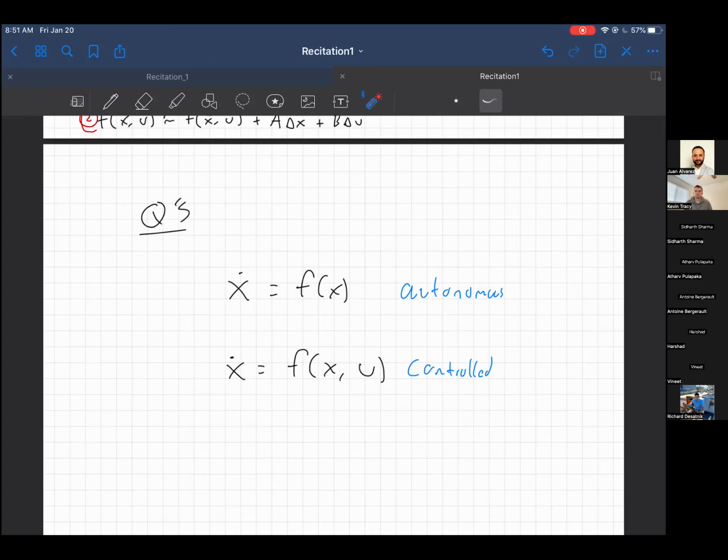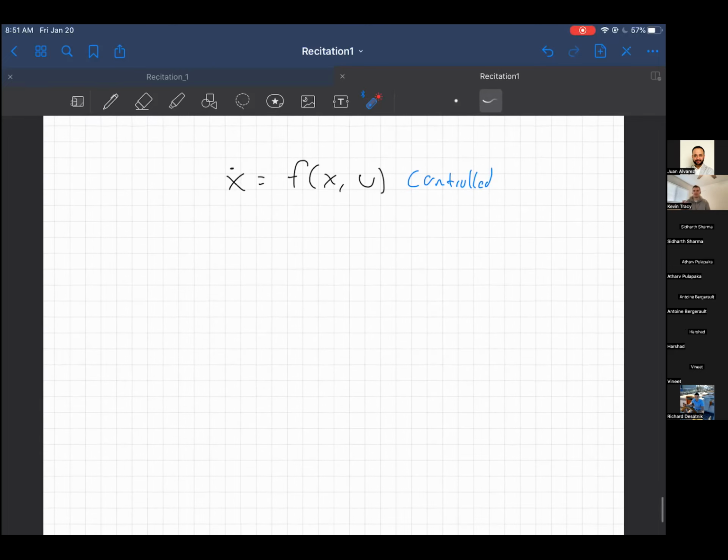Can you provide a physical interpretation of what Jacobian and Hessian represent? Yeah, totally. So I think that gradient and Hessian is the easiest thing to describe. So real quick, I got a question in the chat.